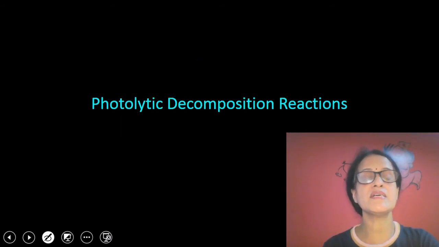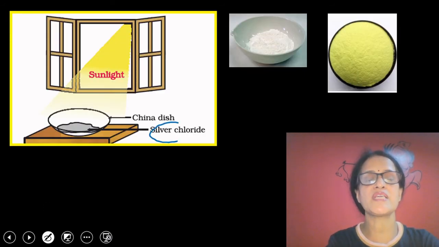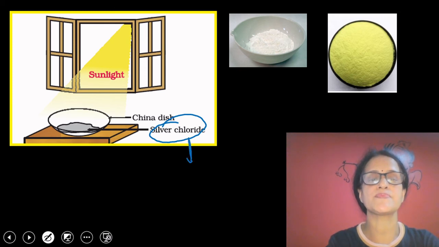Now we will discuss the third type of decomposition reaction, which is called photolytic decomposition reaction. So when a decomposition reaction takes place by light, it is called photolytic decomposition reaction. For understanding photolytic decomposition reaction, we will discuss an activity. In this activity, you have taken silver chloride in a china dish. Students, the color of silver chloride is white. So silver chloride is a white colored solid.